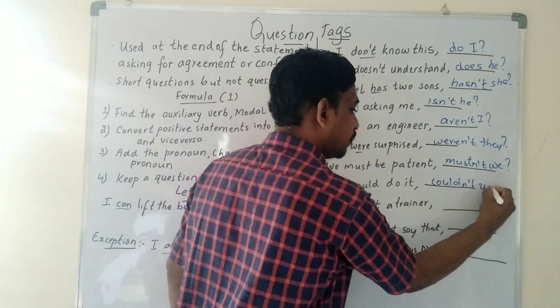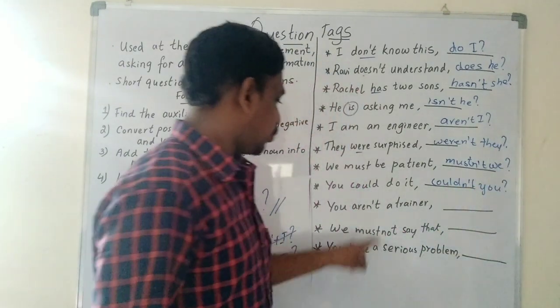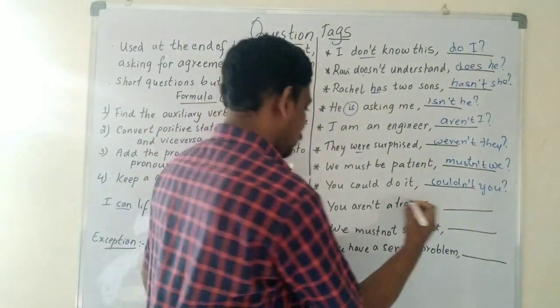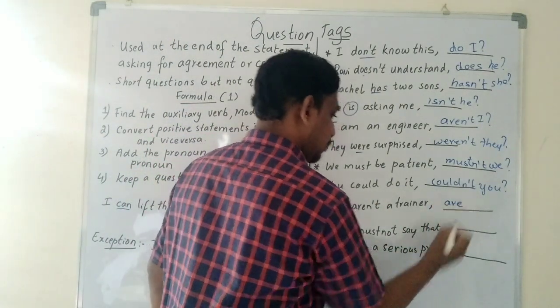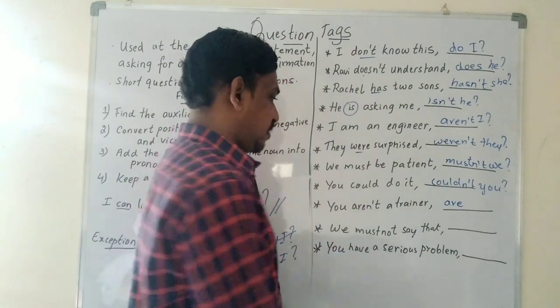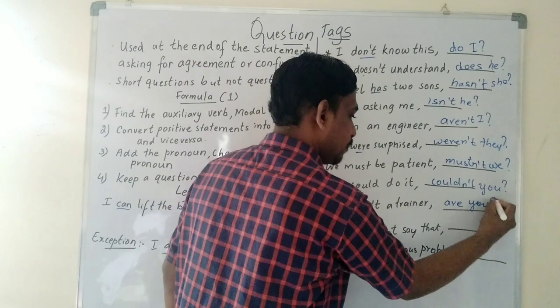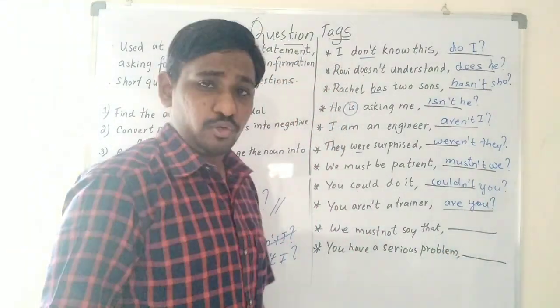Couldn't you? Next one. You aren't a trainer. You're not a trainer, so "aren't" is the auxiliary. It's negative, so keep it like that. Are you? You aren't a trainer. Are you?